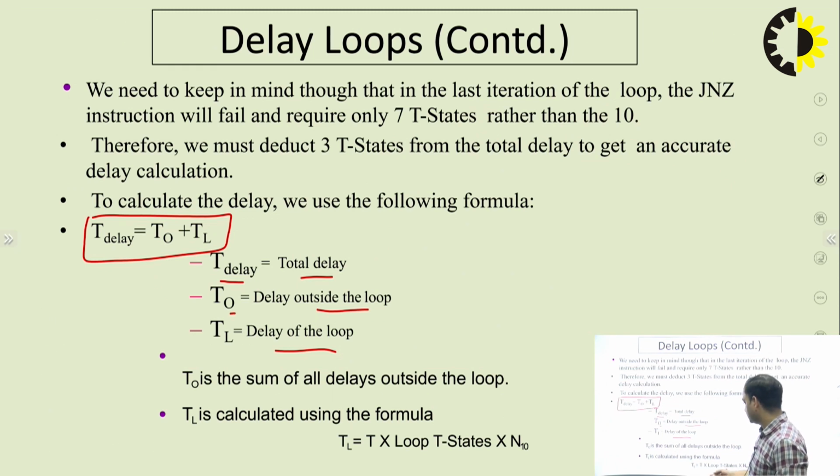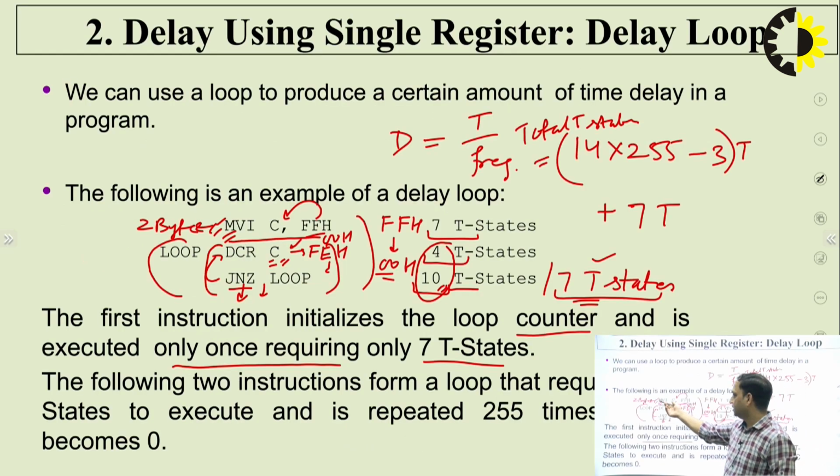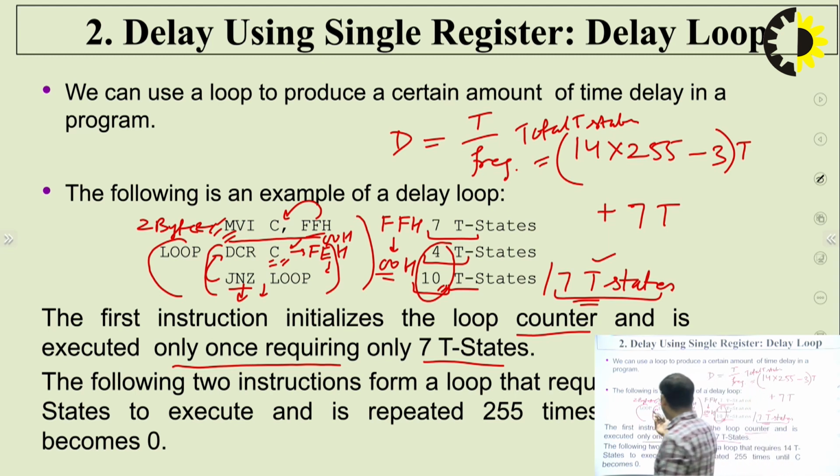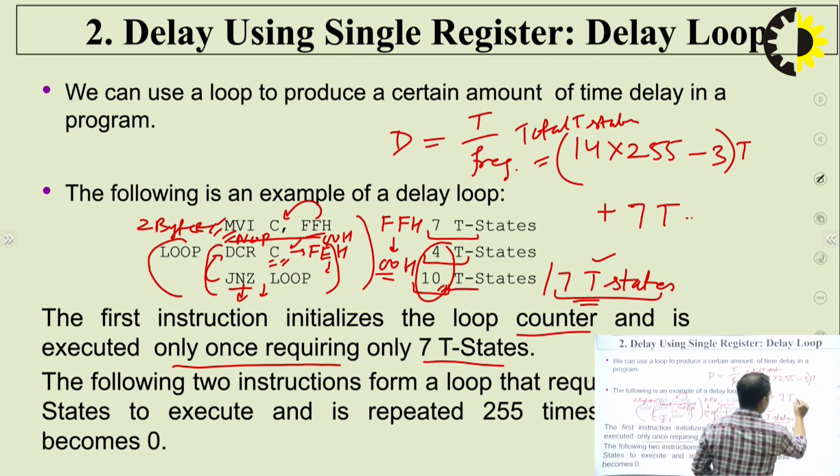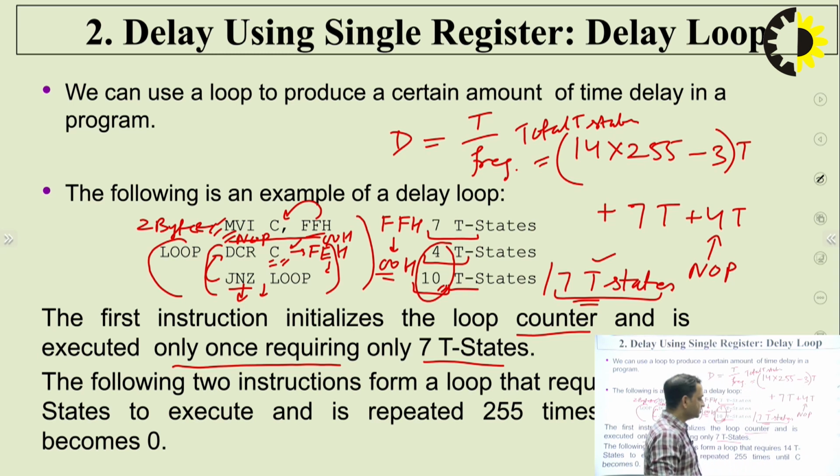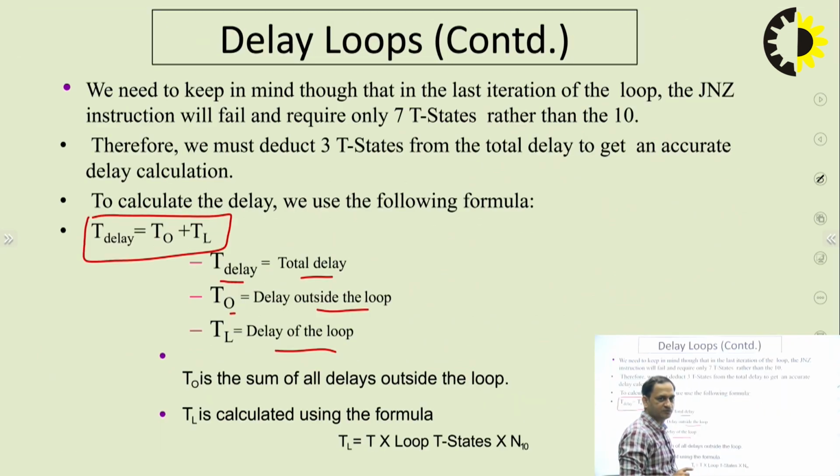So the T out is the sum of all delays outside the loop. If more instructions are written, like MVI C, FFH, or somewhere a NOP is written, it will require plus 4 T states. It will become plus 4 T states if you are using the NOP instruction. So this is outside the loop. I hope this point is clear to all of you.